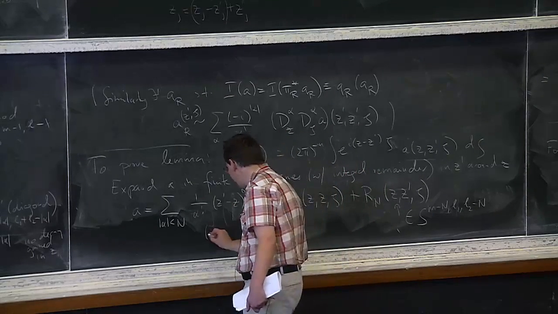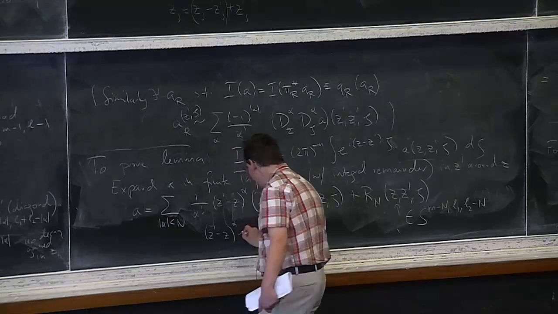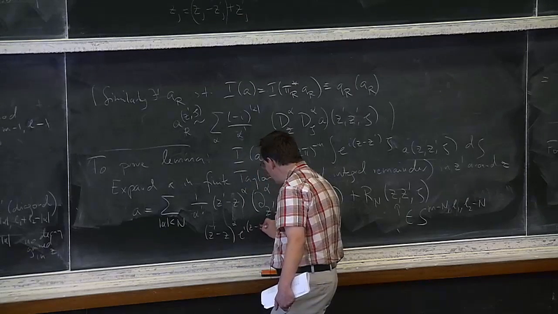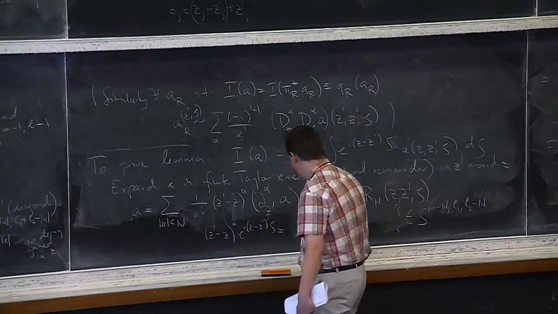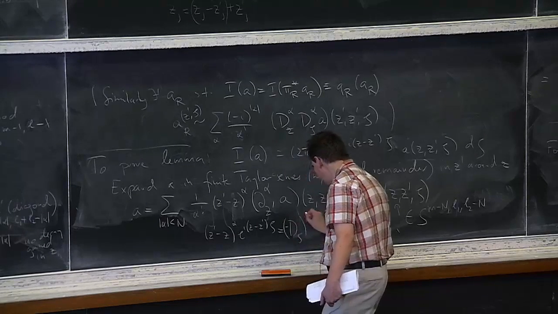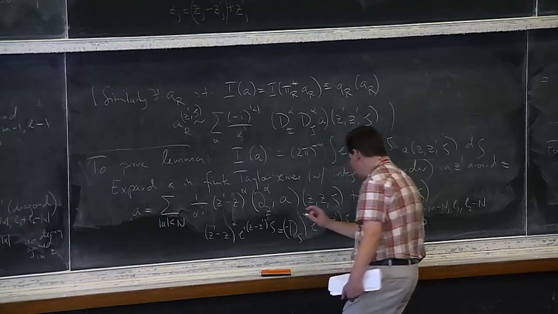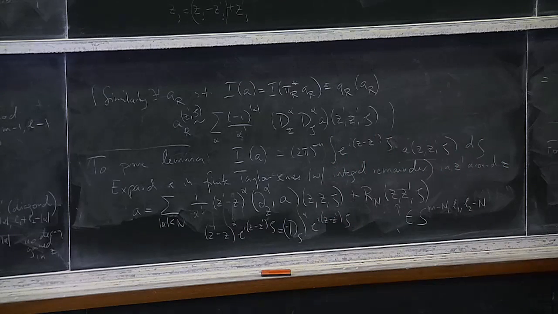And then now you just say that z prime minus z to the alpha times the exponential is equal to, maybe it's minus, d zeta to the alpha of the exponential. So that's what I wrote down before without alpha, just the j's. And now integrate by parts. Yes?